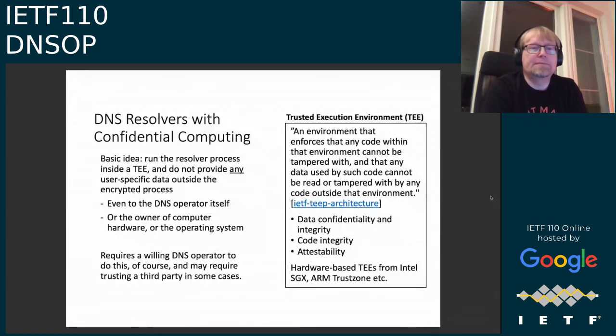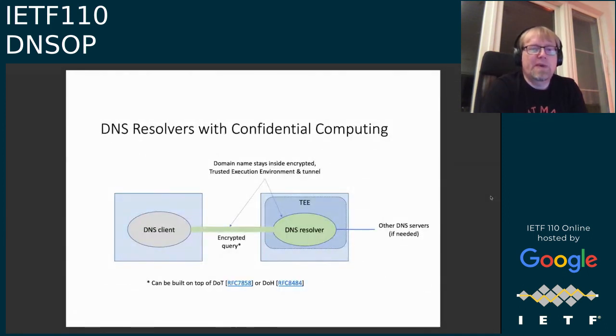Next slide, please. So the basic arrangement is that everything about the client's process of asking about a particular name is inside the encrypted platform. So it's encrypted, first of all, for the transport part of it, and the transport ends inside this encrypted TEE. It doesn't leave that. Of course, the resolver that answers a query may, in some cases, need to consult the rest of the internet, and there's some discussion in the draft about how one can do that securely.